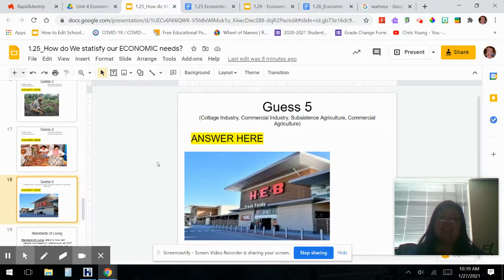So HEB. Is HEB growing this on a farm? No. If you and your family go into HEB, can you possibly eat every single food? No. You're going to get sick. It's a lot of food.